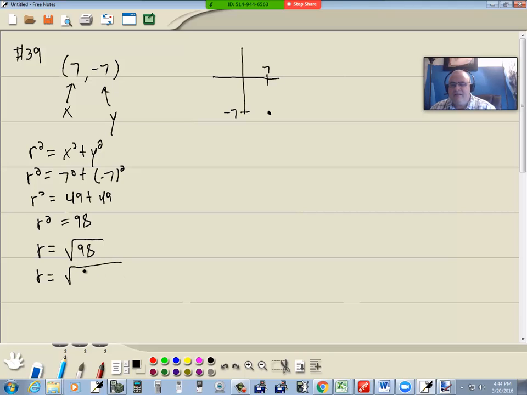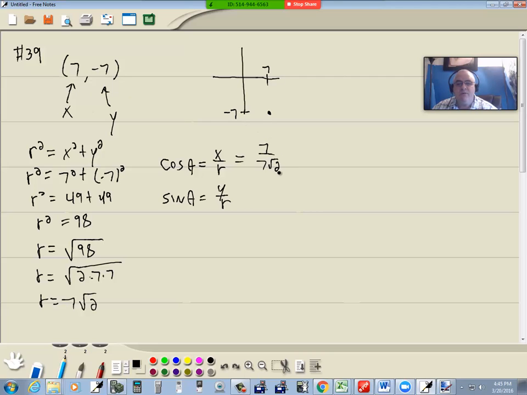Okay, this is 2 times 49. 49 is 7 times 7. So we got r is equal to 7 square root of 2. It doesn't always work out nice like this, but sometimes we can use the fact that cosine is equal to x over r and sine is equal to y over r to find the exact values. So even though we can look at it and kind of see it, x was 7, so we're going to have 7 over 7 square root of 2, and y is negative 7, so I have negative 7 over 7 square root of 2.